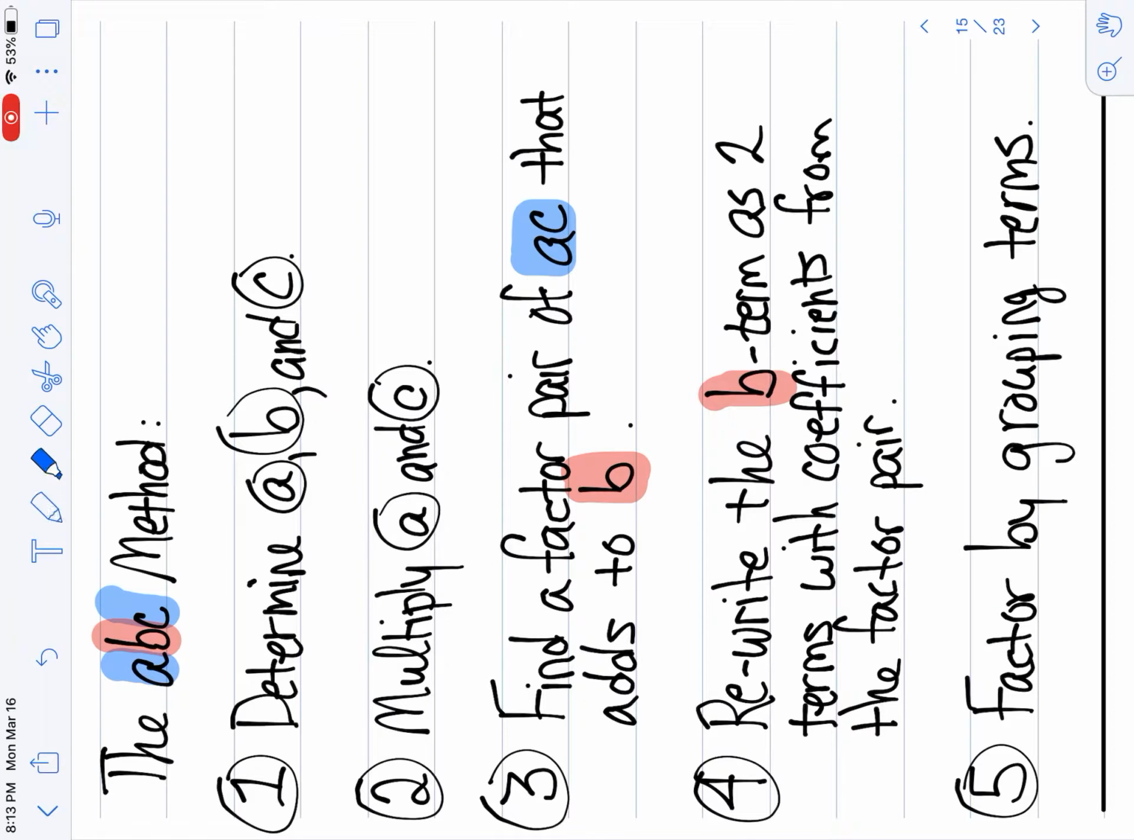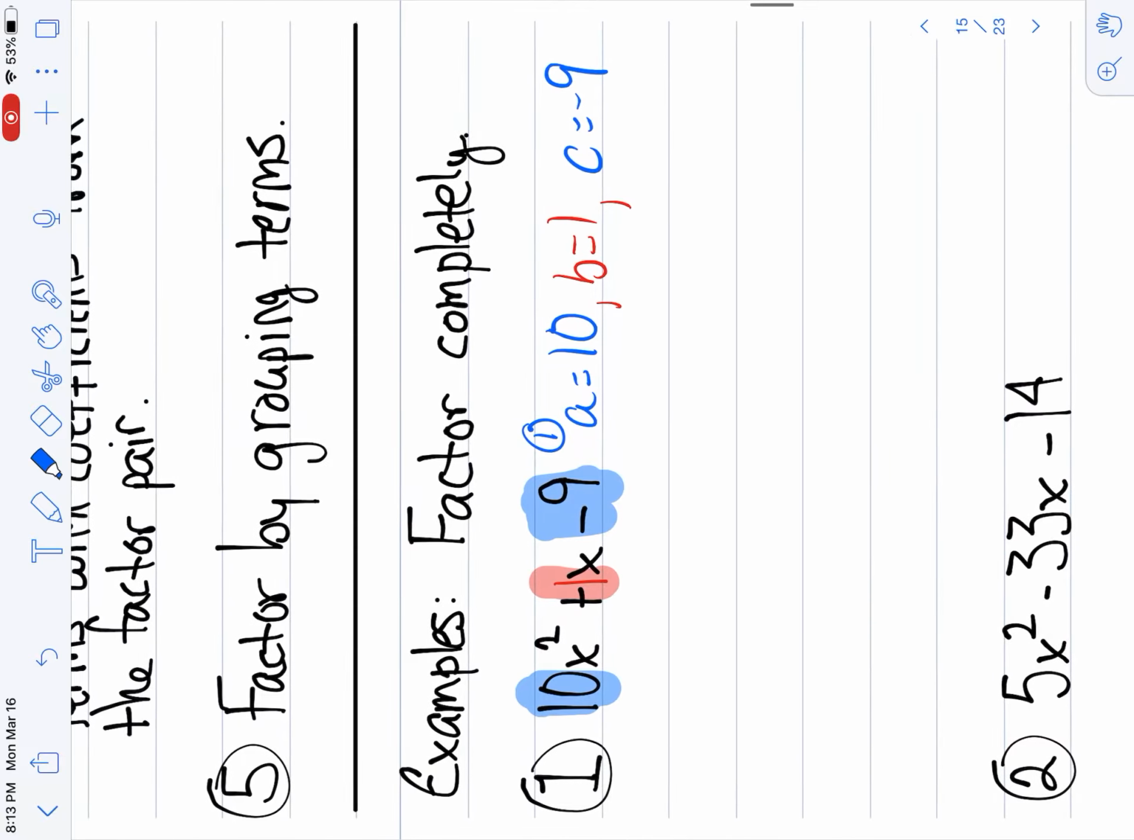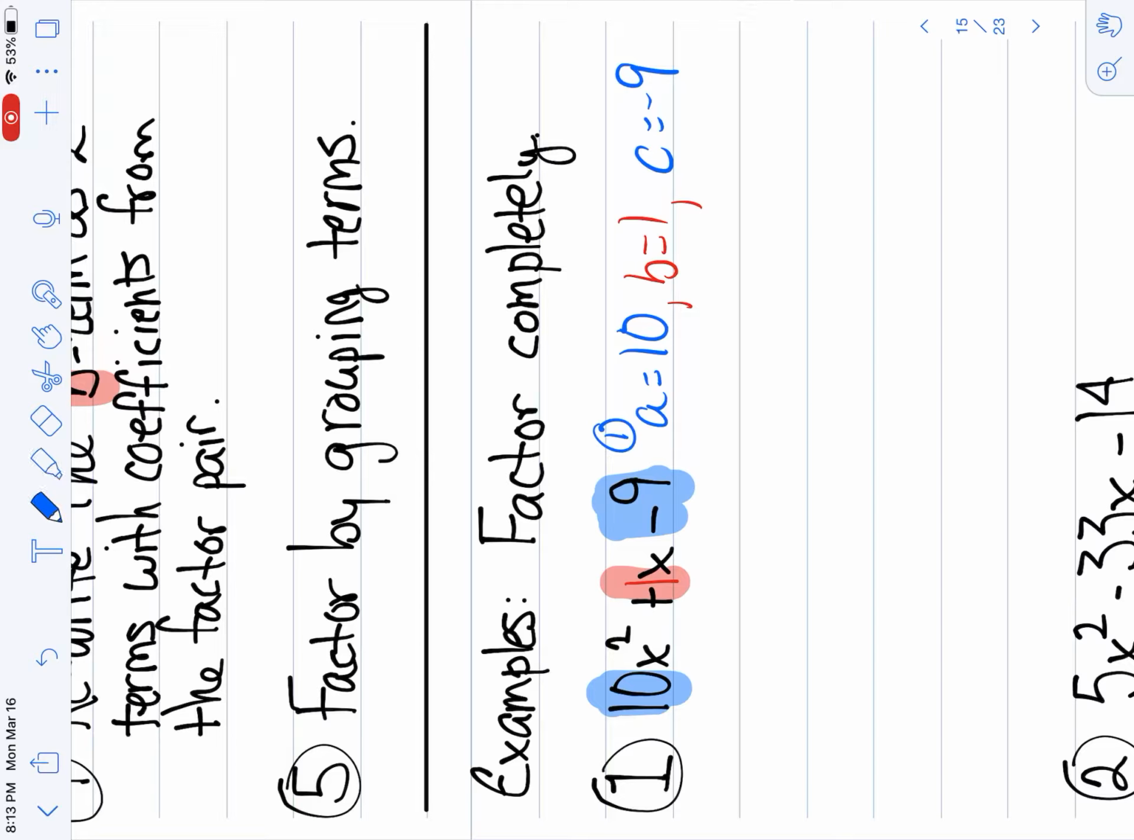Now it says multiply a and c together. So that's what we need to do now, multiply a and c together. We'll do that down here underneath problem number 1.